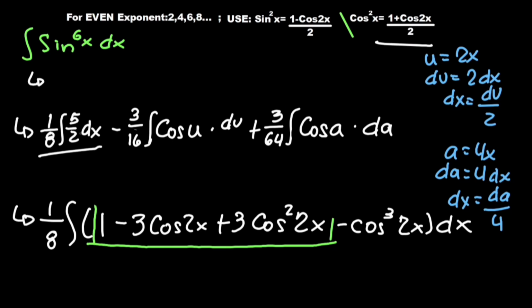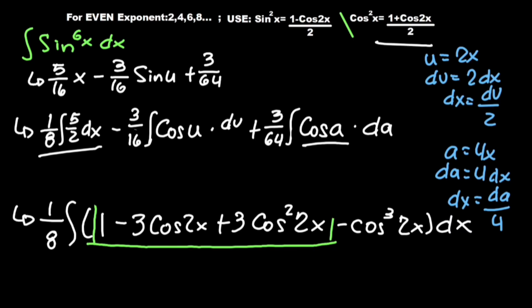For this one, the integral of this would be 5 over 16 of x minus 3 over 16. The integral of cosine of u is simply sine of u, plus 3 over 64. The integral of cosine of a is sine of a. And it is not necessary to add plus c here because we still have this one expression.